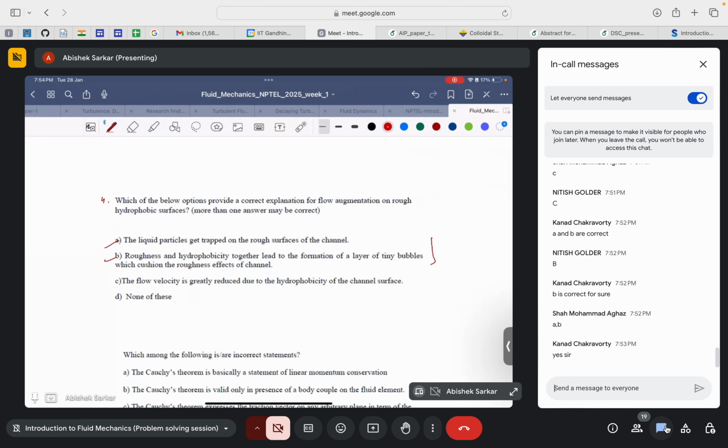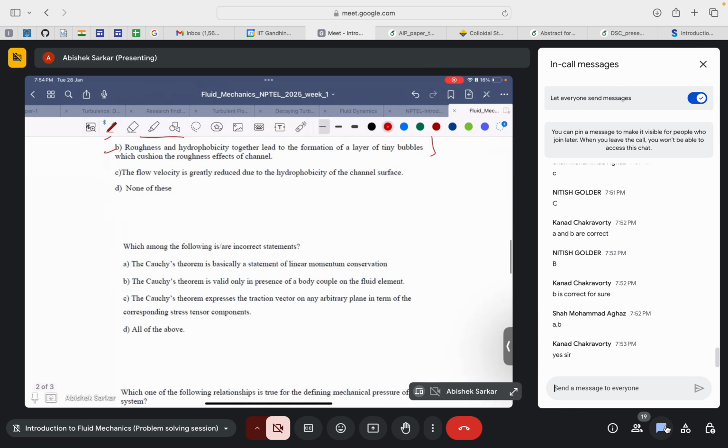protrusions that come out of the surface, and these bubbles form a layer which leads to the slippery nature, or the flow effectively slipping on the rough surface. The effect of the protrusions on the flow is not felt because of the cushion of the bubbles that are formed by the bubbles being trapped on the protrusions. So if I was asked, I would say both are correct, because this concept is also important, but instead of liquid particles it should actually be bubbles, because bubbles make more sense given the hydrophobic nature of the surface.